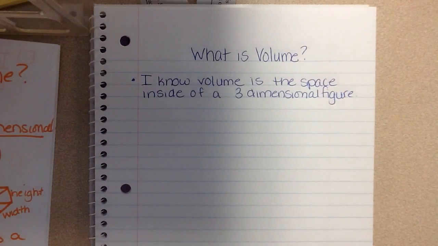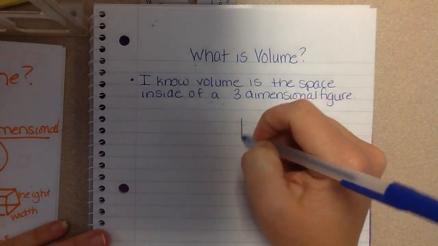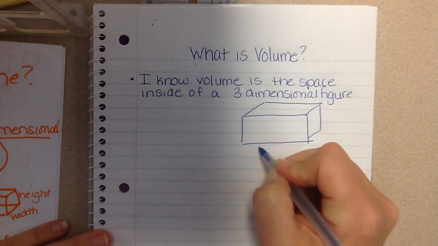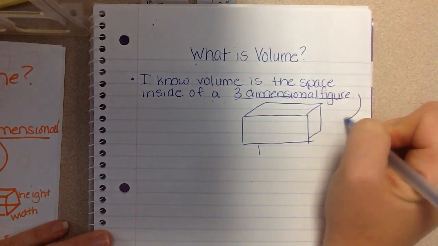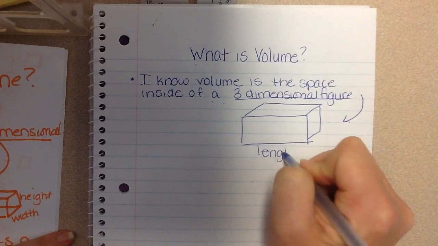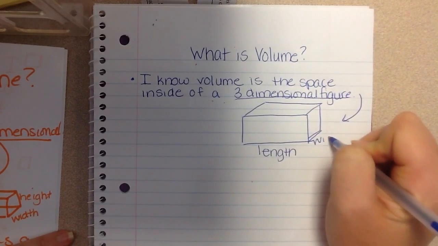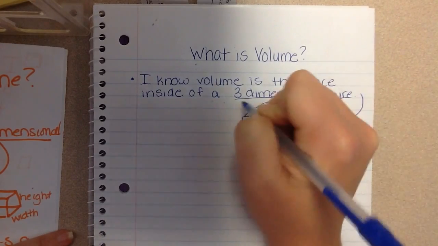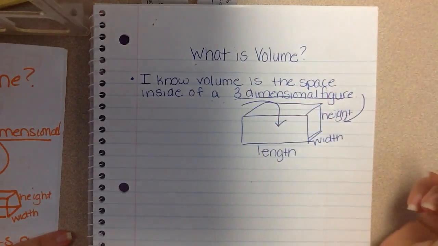A three-dimensional figure is something that has, like the cube that I often use up here on the front table, a length, a width, and then it also has a height. So it has three different dimensions. It's not flat, but it has height to it. So I could draw a quick picture of a rectangular prism. I know a three-dimensional figure has a length, a width, but it also has a height. So there's space inside. So I know volume is what can fit inside of that.